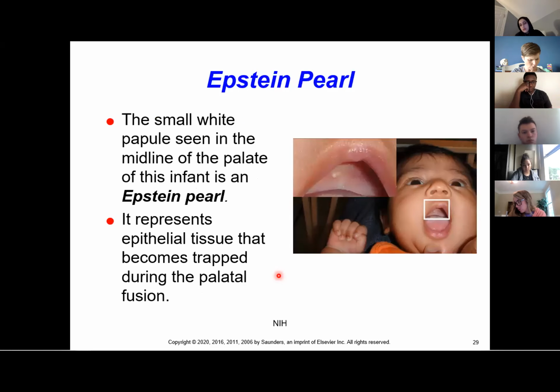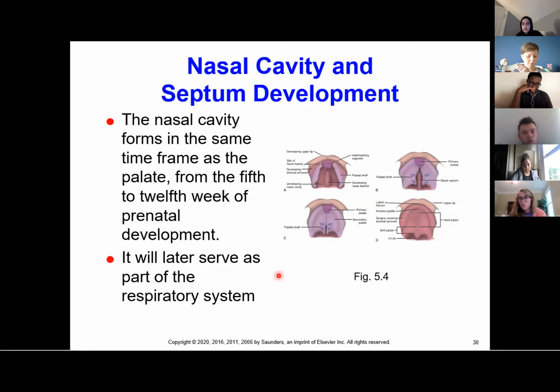This is an Epstein pearl. I don't remember that even being on there. Nope. Okay. Keep moving. All right.